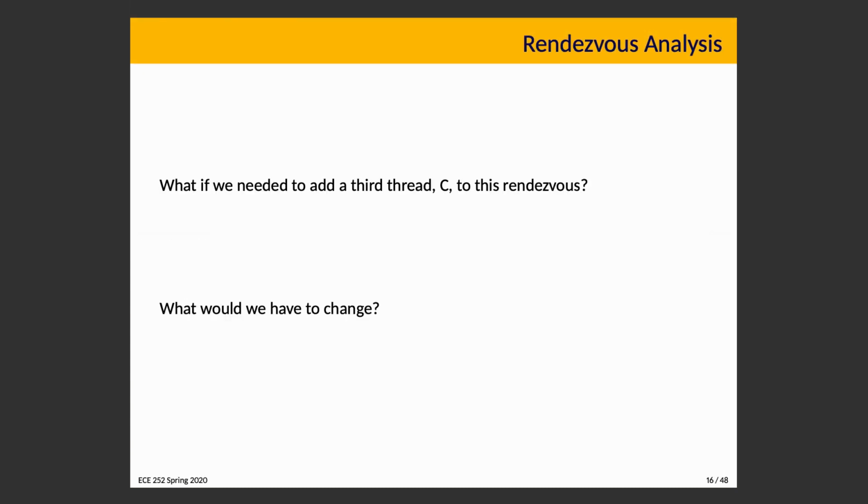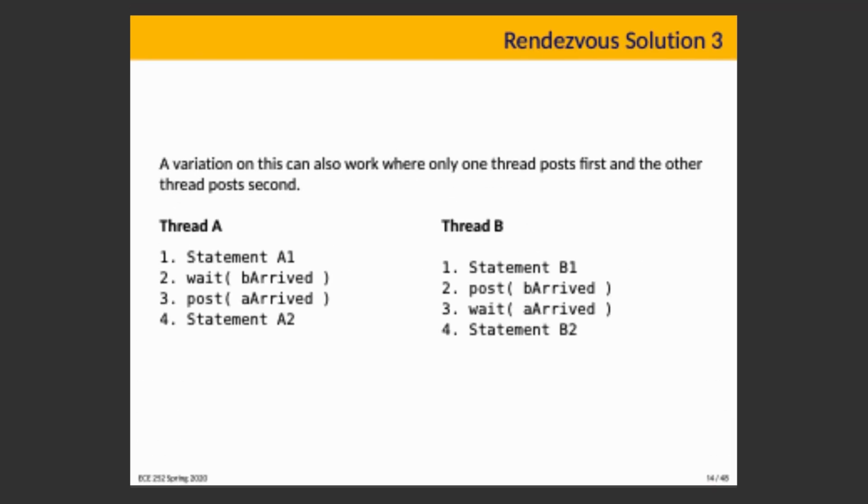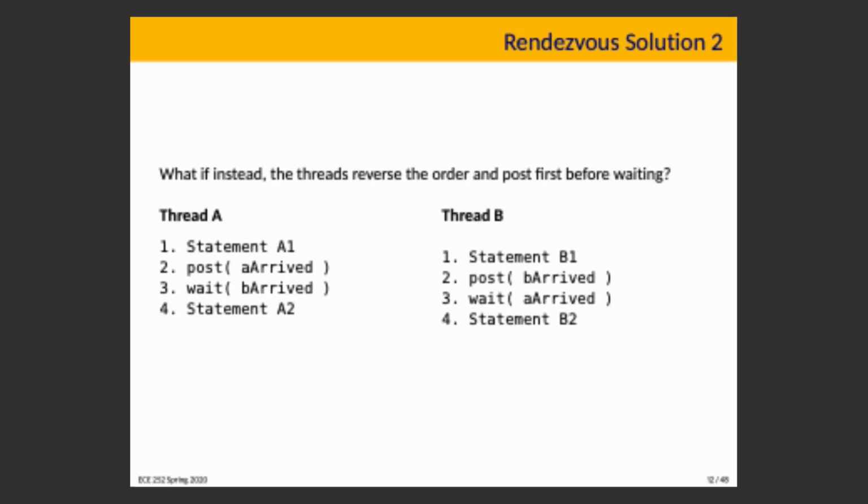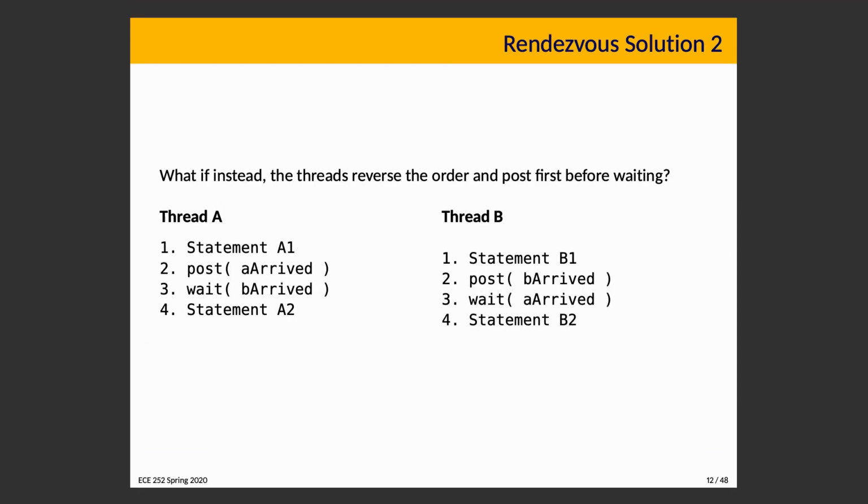Suppose, however, I asked you if you wanted to add a third thread to this rendezvous. What would you have to change? And while you think about it, I'll put back on the screen solution 2, the one we said was the best solution that we looked at so far. And obviously we have to create a thread 3, and it will have statement C1 and it will have statement C2. But what else would we have to change to make this happen? And what would the implementation of thread C look like?